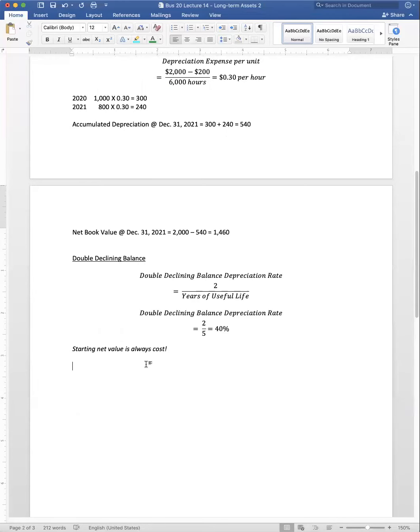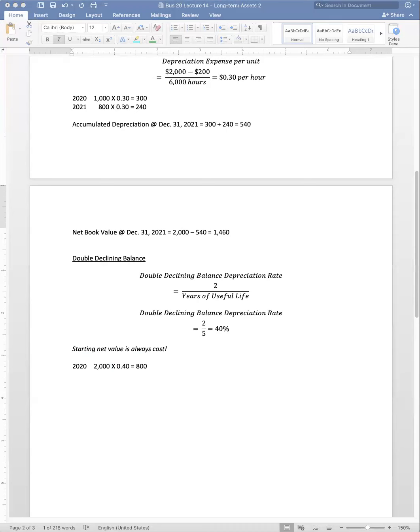That's one of the advantages of double declining balance, because we just use the cost and we don't actually have to know the residual value up front. Okay, so the first year, the starting net value is always cost. So in the first year, our net value of cost is $2,000 times our 40% rate is $800 of depreciation expense.